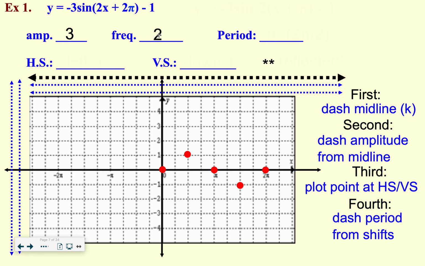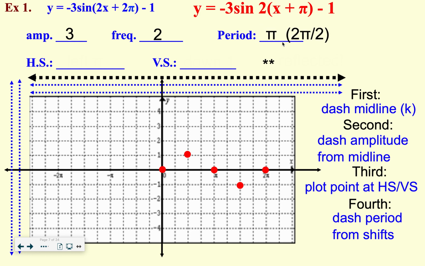Before I go any further, I would also note in the parentheses, do you see how K is factored in? Ideally, I would factor that out. So I'm going to go over here to my red equation. I factored this 2 out. If you can see, it's the same equation, right? So my frequency is still 2. Period is 2 pi divided by your frequency. 2 pi divided by 2 is going to be pi. So that's how you get your period length.